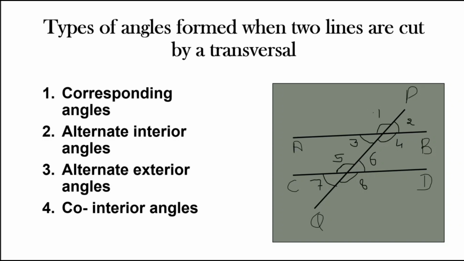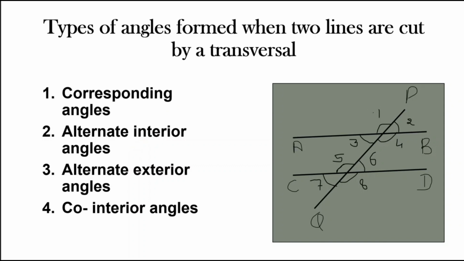You can name the angles any name, but for the sake of doing it easily, I have named them using numbers. So there are always 8 angles whenever a transversal touches two other lines. I have named them 1, 2, 3, 4, 5, 6, 7, 8. Out of these 8 angles, some would be corresponding, some would be alternate interior, some would be alternate exterior, and the remaining would be co-interior. Now let's learn about what these angles are.